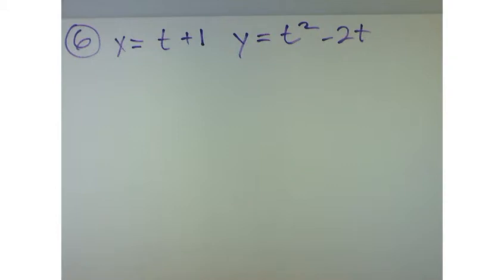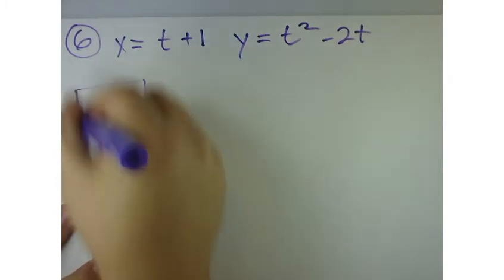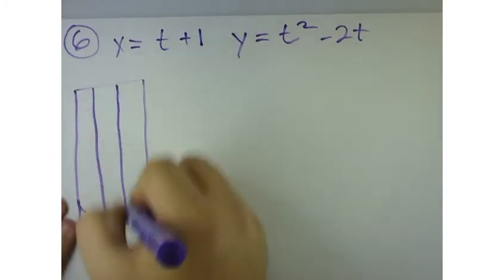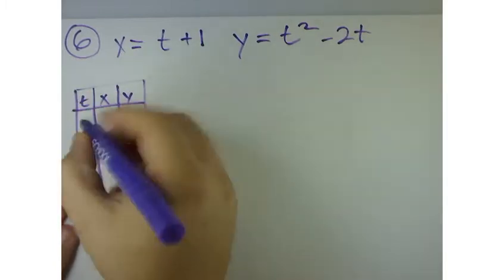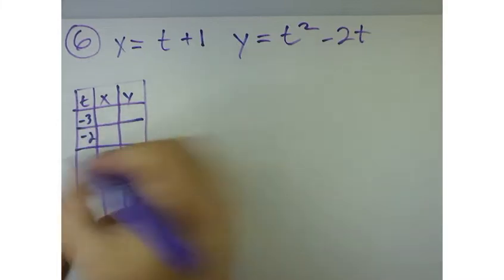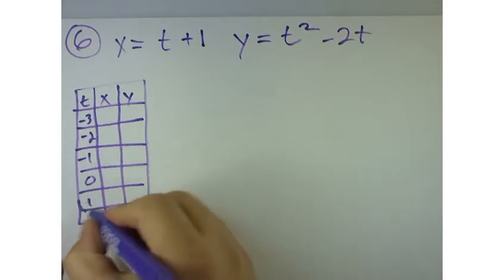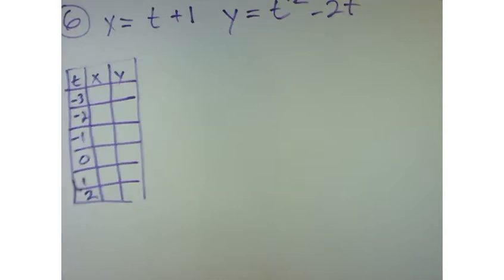For problem number 6, what we're asked to do is evaluate the xy values or create a table of values. Now the only thing that's different here is that x and y are both dependent on the values for t. So your textbook gave us a bunch of values for t, like -3, -2, -1, 0, 1, and 2, and I think they even gave us 3. I'm not going to do every single one, but how do I figure that out?